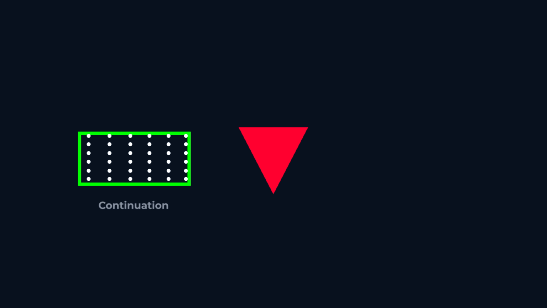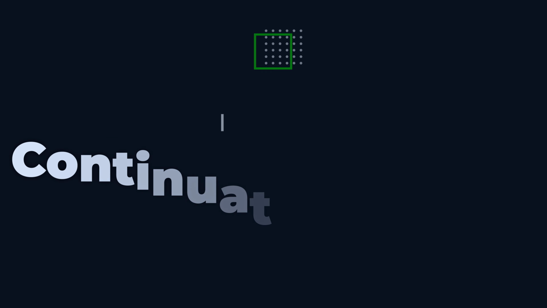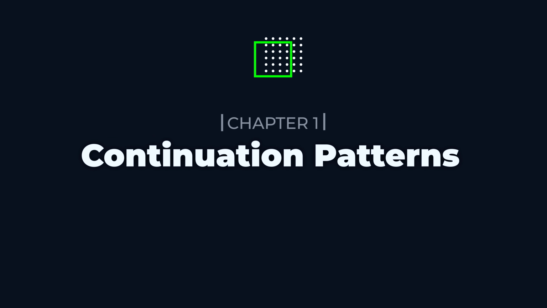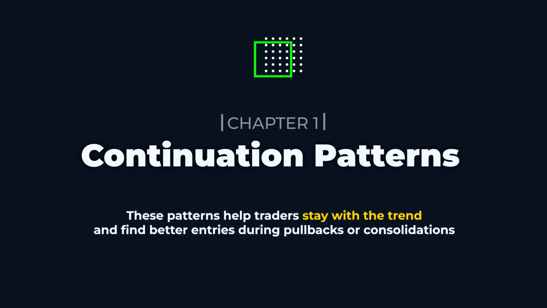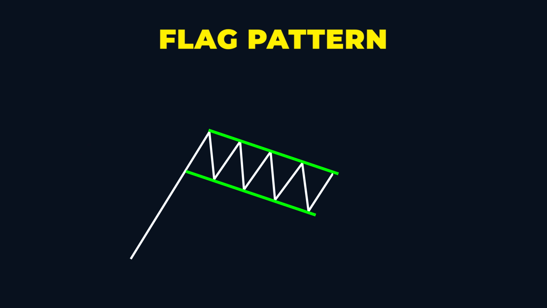Once you start seeing the market through this framework, everything becomes much easier to read. So let's begin with the patterns every trader should learn first. Continuation patterns. These are the patterns that let you trade with the trend instead of against it. One of the clearest examples of this is the flag pattern.